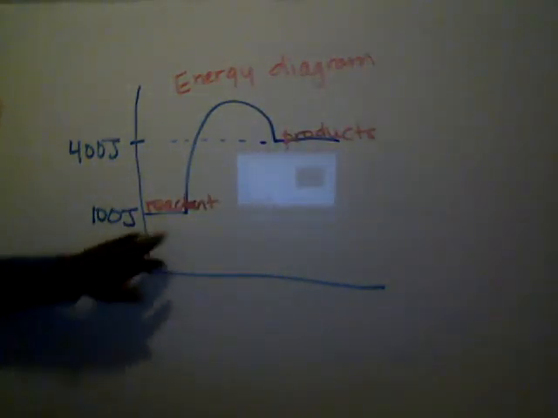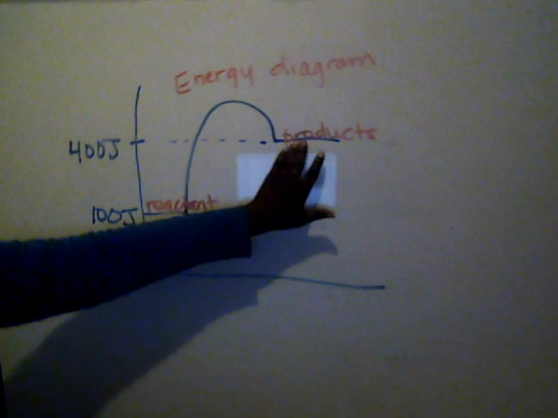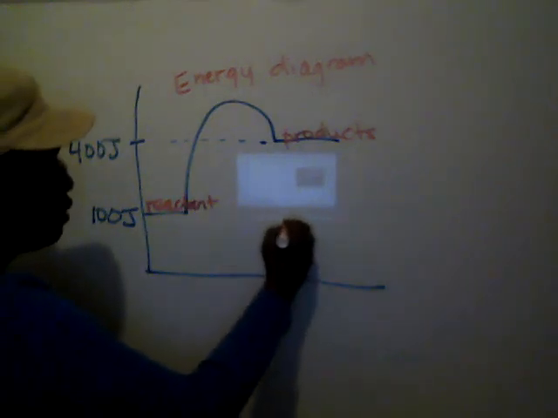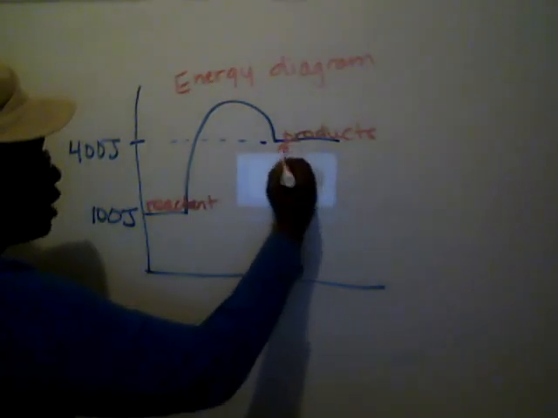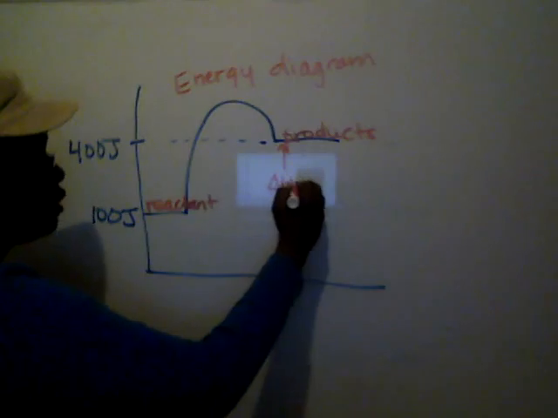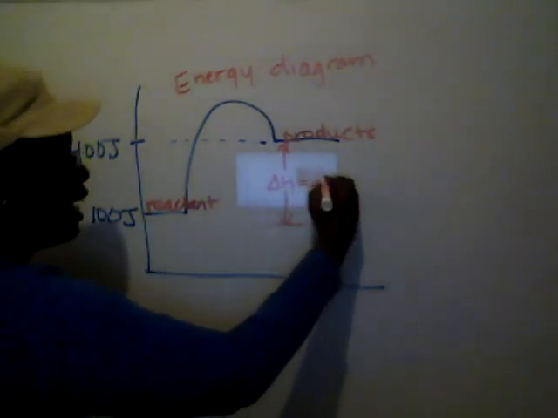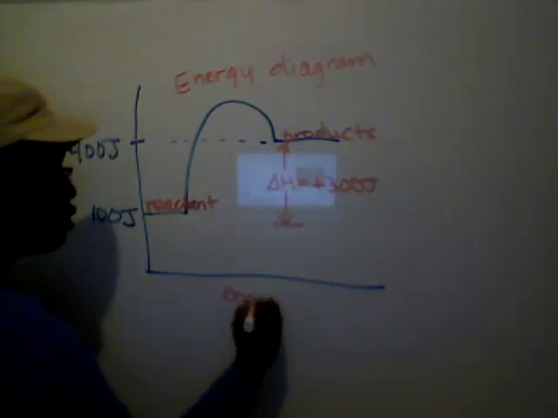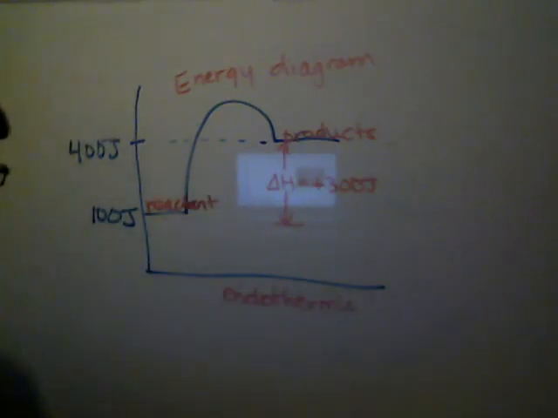So we start out with our reactants at 100 joules, but our products end at 400 joules. So they changed energy. So how much energy did they change? We can figure out this way. We started about here, and we ended all the way up here. So that difference in energy, that's what delta H is. That's the heat or the energy. So this one actually went from 100 to 400. It gained 300 joules of energy. So this would be endothermic, because it's gaining energy.